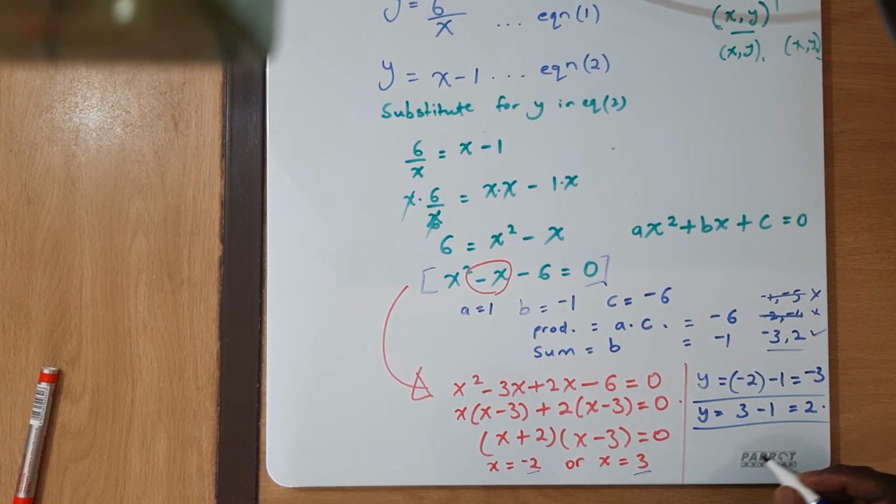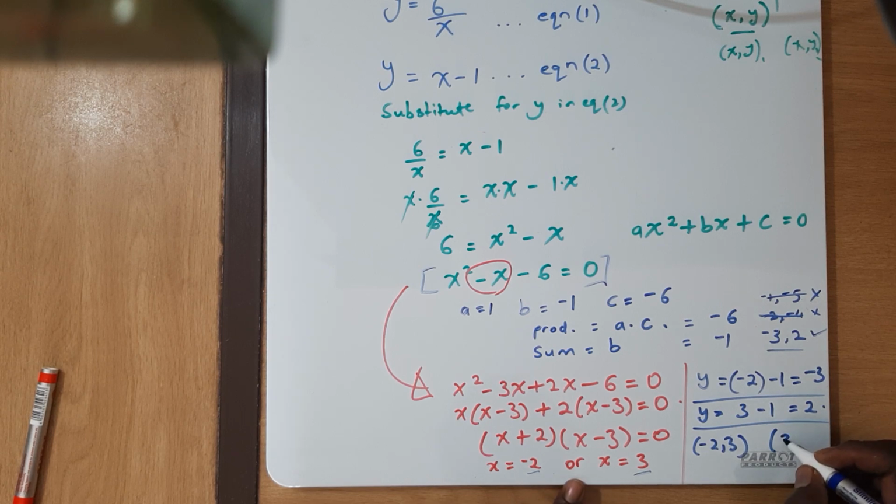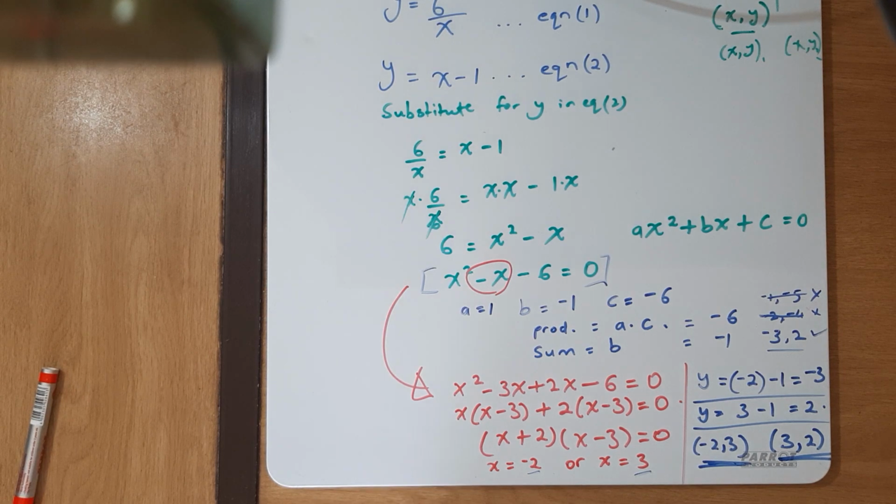So we've got our coordinates as (-2, -3) and (3, 2). So these are our two intersections where the two equations meet. In the next video, we will look at how we can draw these two graphs and indicate where they intersect. Thanks.